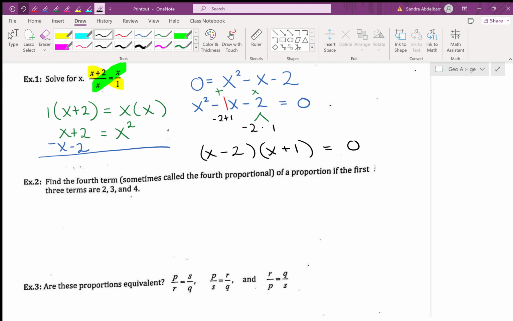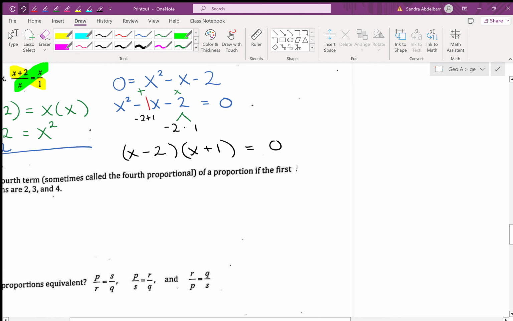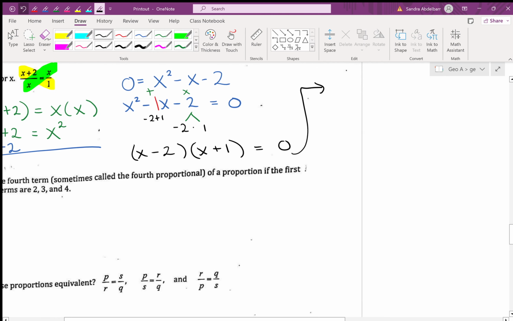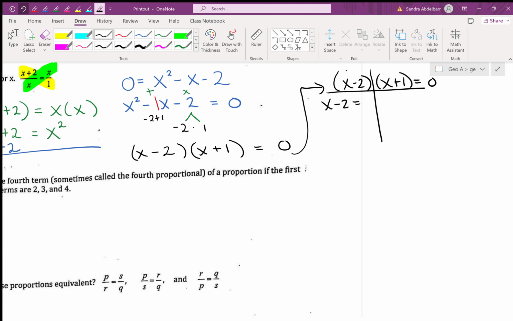At this point, now we solve. We solve the equations by setting each parenthesis equal to 0. So we're going to have x minus 2 is equal to 0 and x plus 1 is equal to 0. X will equal positive 2, that's one answer, and x will equal negative 1, that is another answer.